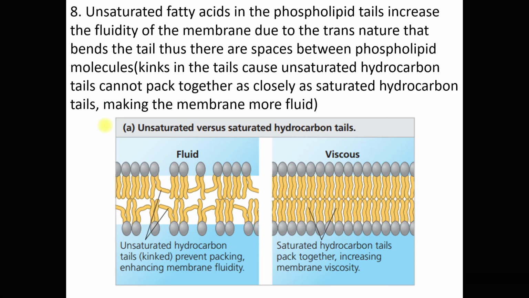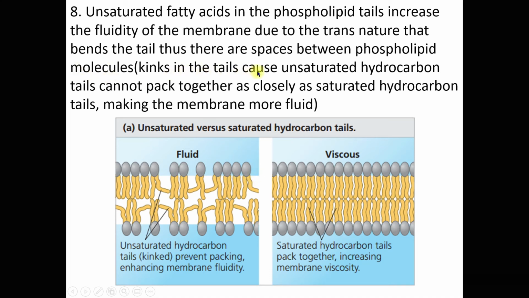Okay, now point number 8. Okay, unsaturated fatty acids in the phospholipid tails. Alright, because of the unsaturated fatty acids. Recall back what you have learned about the lipids, right? The lipids topic. Now, these unsaturated fatty acids in the phospholipid tails increase the fluidity of the membrane, right? Because of the trans nature that bends the tail. Thus, there are spaces between phospholipid molecules. Boleh nampak kan? Ada spaces between phospholipid molecule ini because of the kinks. Okay.